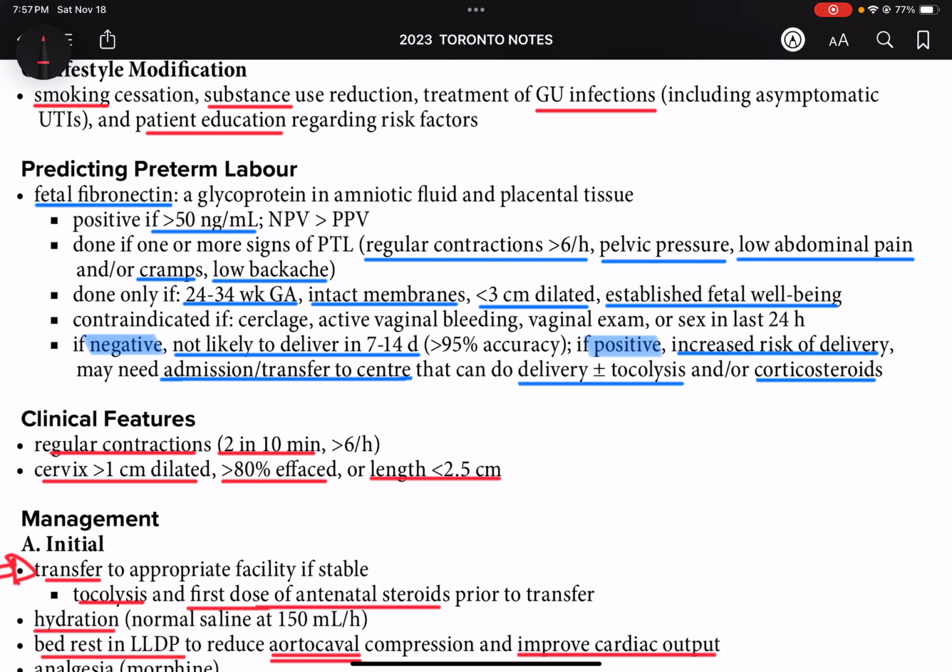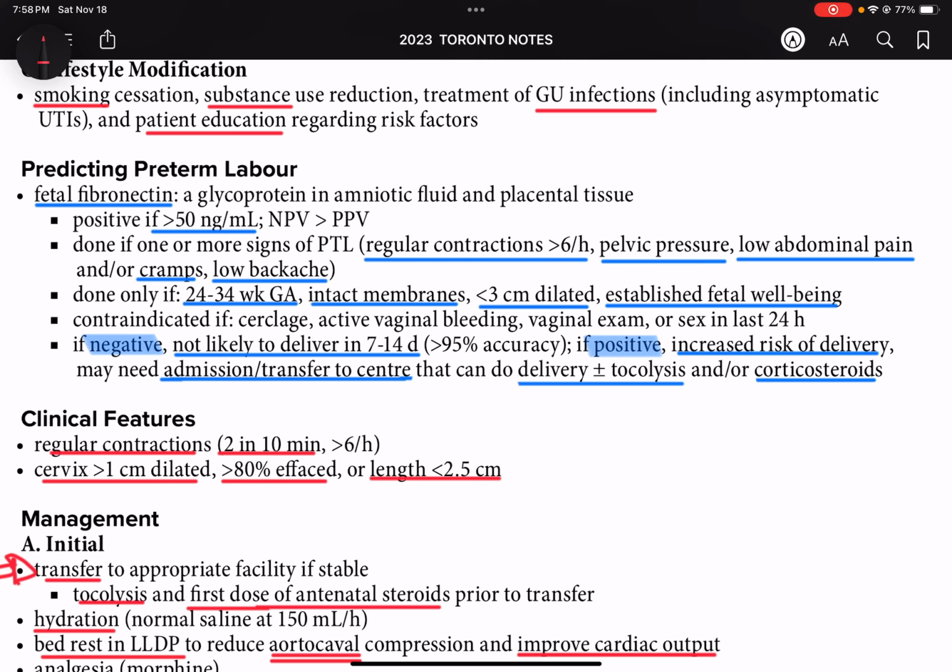Because if membranes are not intact, then what's the purpose of doing this test? We already know that there's a rupture of membranes, right? So if the membranes are intact, cervix is not dilated, and they have some contractions, and you know the baby is okay, first priority is to make sure of fetal well-being. You know that the fetus is okay, and the patient is having some regular contractions, some abdominal pain, lower backache. Then we can go for this fetal fibronectin test.